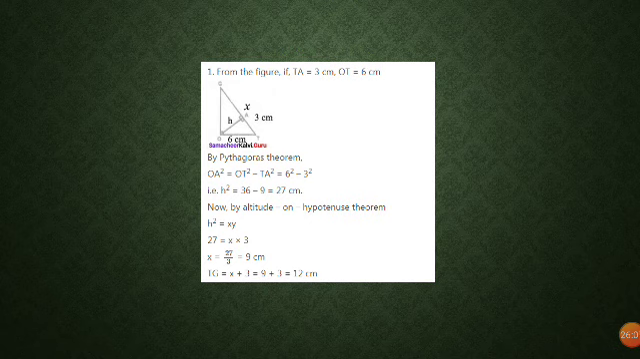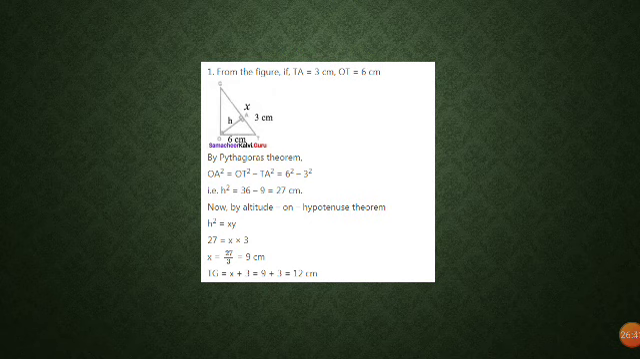By the altitude on hypotenuse theorem, h square is equal to x times y. So h square, 27, equals x into 3. So x equals 27 by 3, which is 9. TG is x plus 3, so first we find x. Then when we add 3, x plus 3, that is 9 plus 3, 12 centimeters.